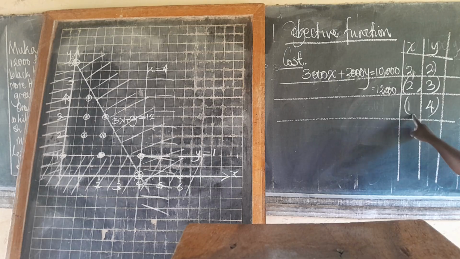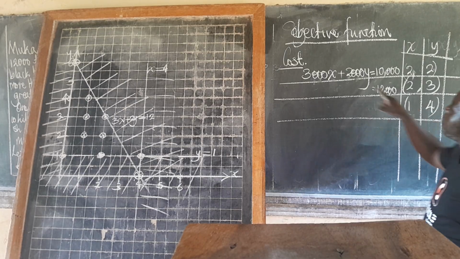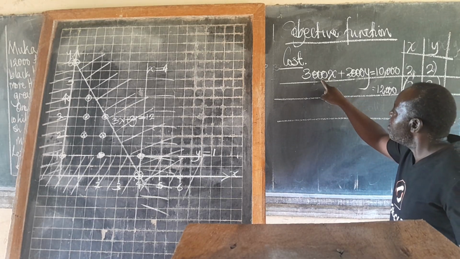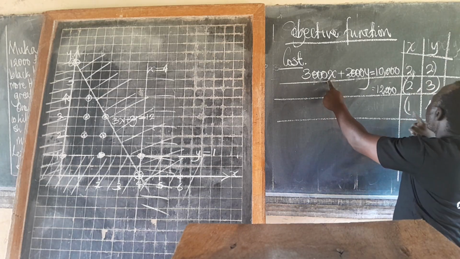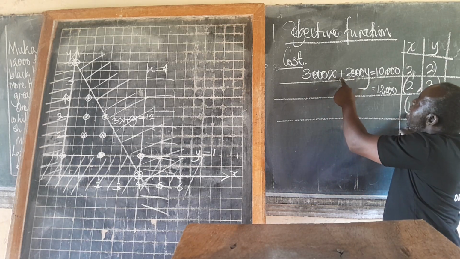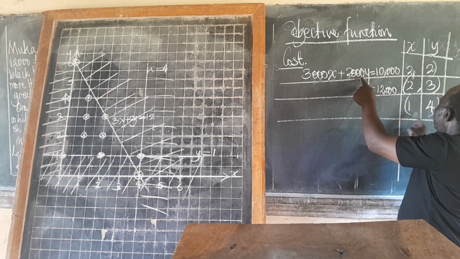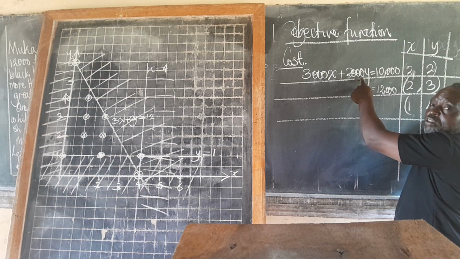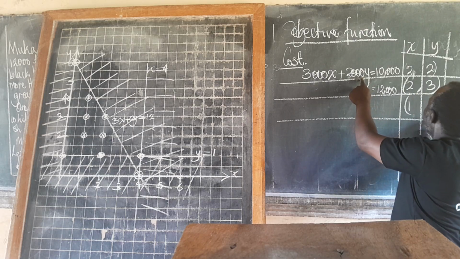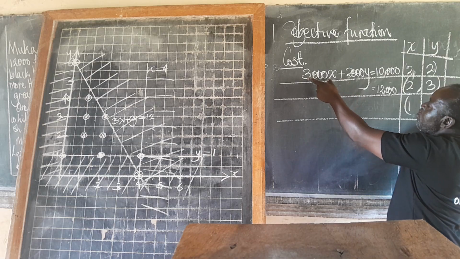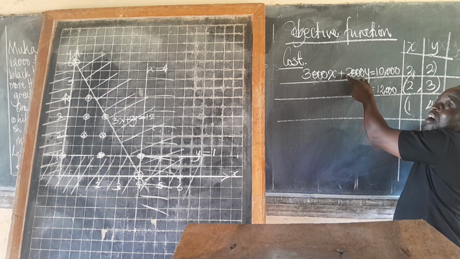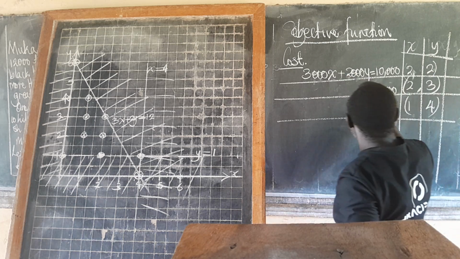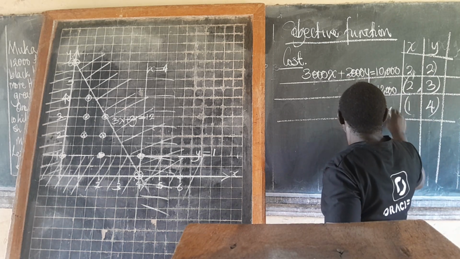And when we put 1 here, it's going to be 3,000, because it's 3,000 times 1. We get 3,000, plus 2,000 times 4. Therefore, this means that here we have 3,000 plus 8,000. We get 11,000.